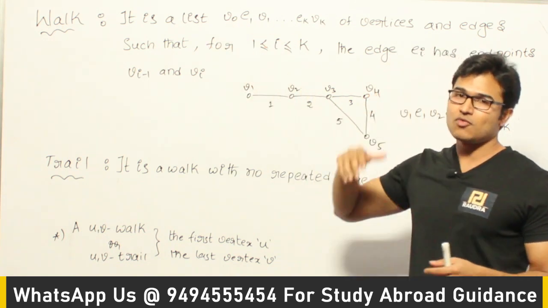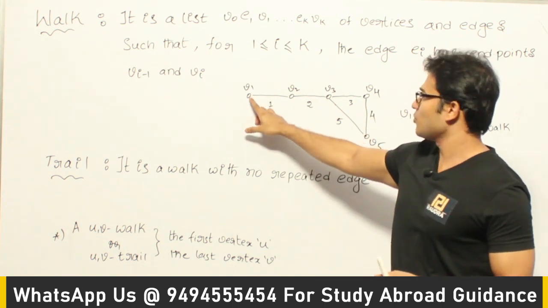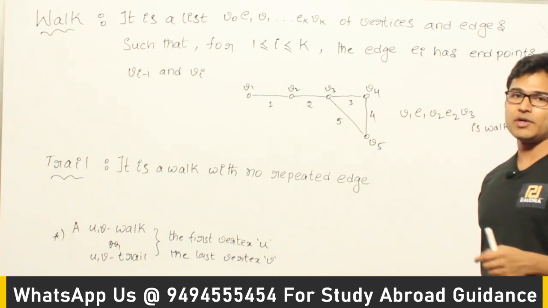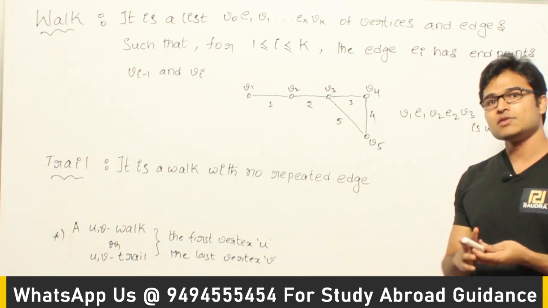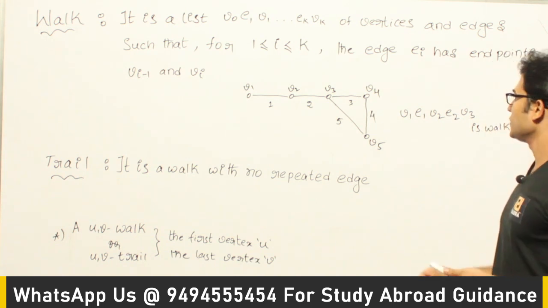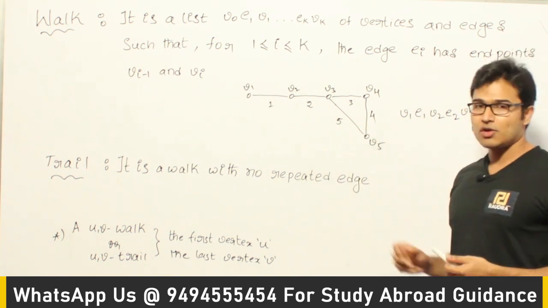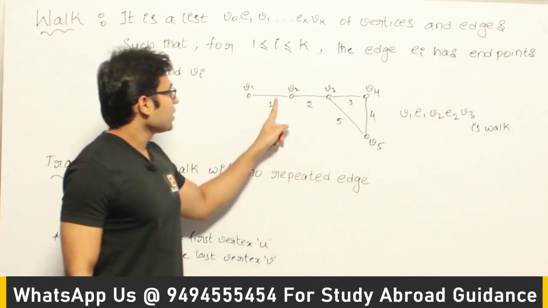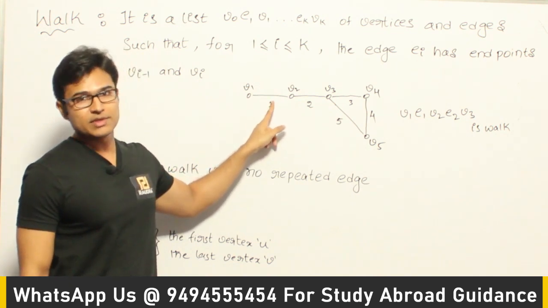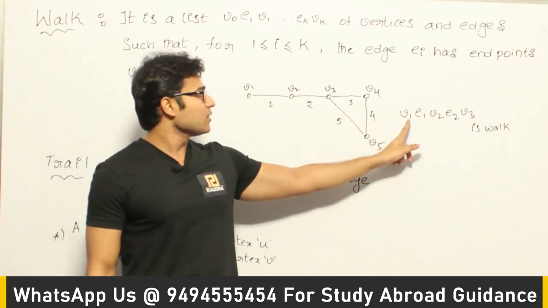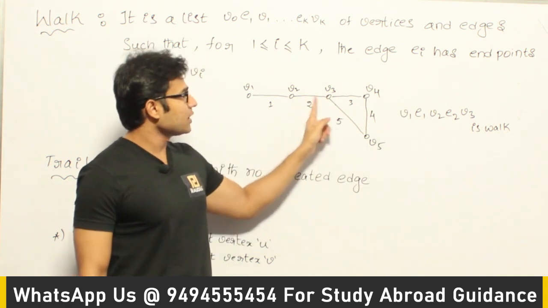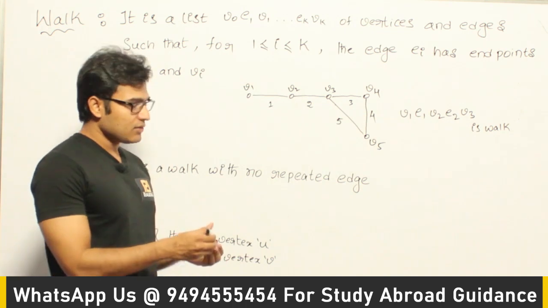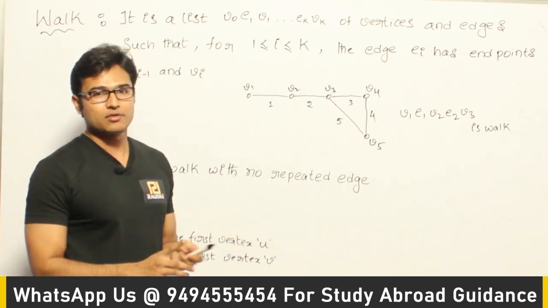With an example I'll explain this. A walk is nothing but you start from one point and end at some other point, and on the way whatever vertices you get, you write them down, as well as whatever edges you get, you write them down. For example, if you want to go from v1 to v3, what are all the vertices that you get on the way? See this, v1, and then edge 1, let us say the name of this edge is e1. So v1, then e1, then v2, then e2, then v3. That is a walk.